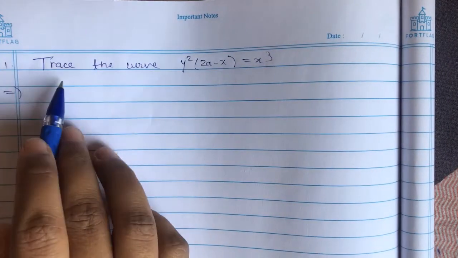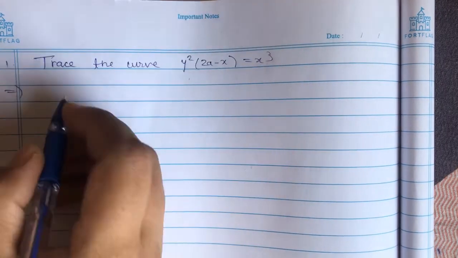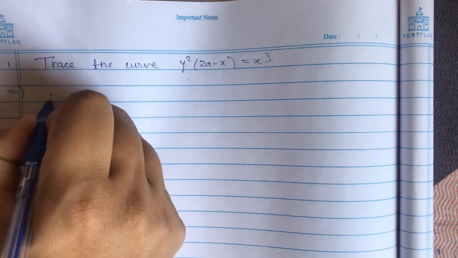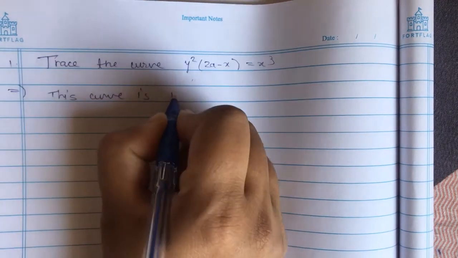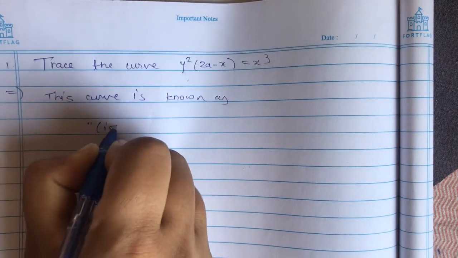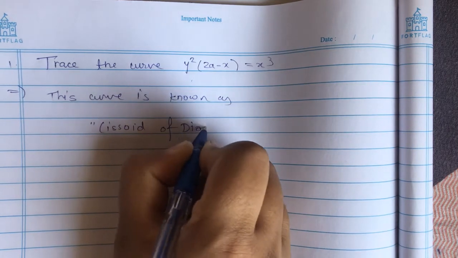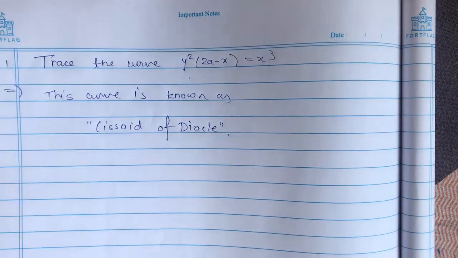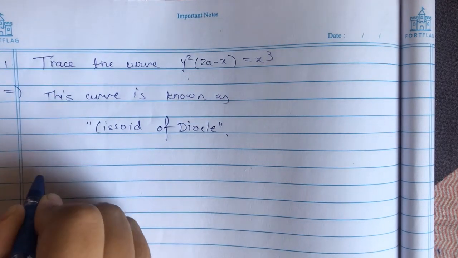Now the first problem is to trace the curve y square into 2a minus x equals x cube. First of all, this curve has a name. This curve is known as the cissoid of Diocles. Okay, this is the name of this curve. Now what we need to do is go by rules. So what is the first rule?